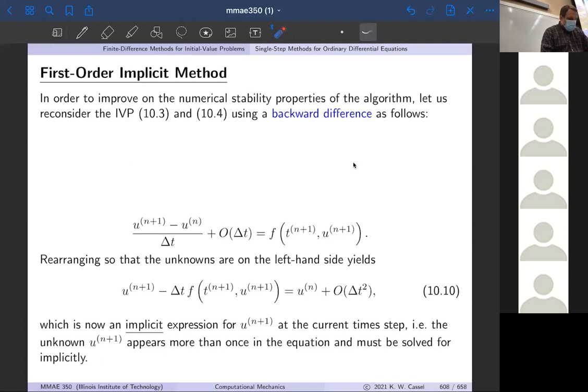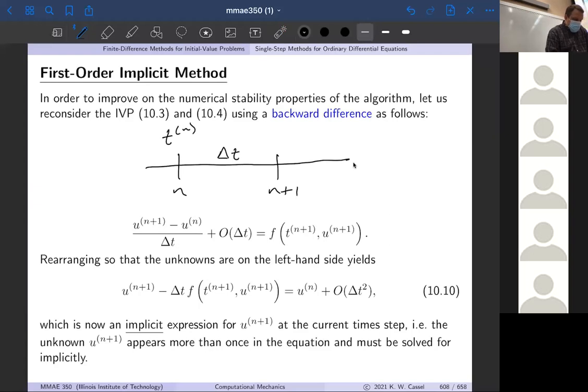So to fix the stability problem, we're going to look at the first order implicit method. So now the idea is, here is my nth and my n plus first time levels. They're a delta t apart, so this is t_n, and this is t_{n+1}. So whereas for the first order explicit method, the x marked the spot was at the previous time step, now the x marks the spot is going to be here at the current time step. So we're going to approximate the equation at the n plus first time level. And sure, why not? Let's see what happens.